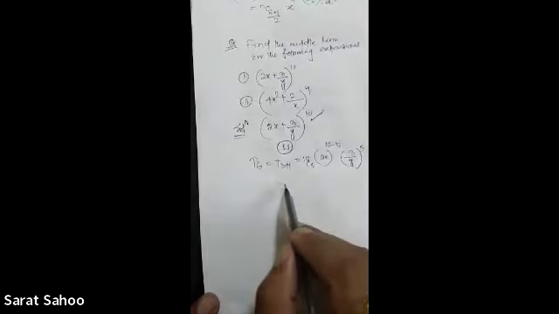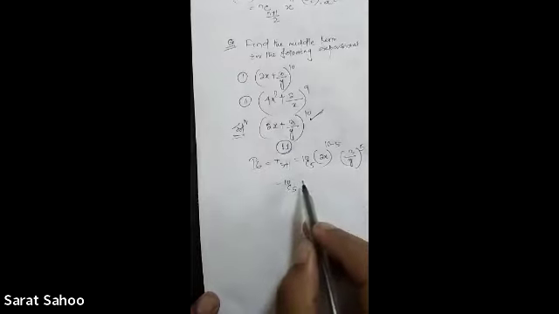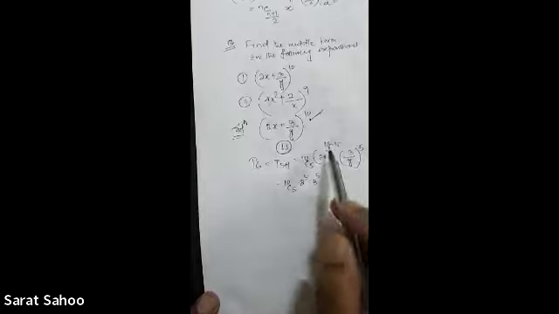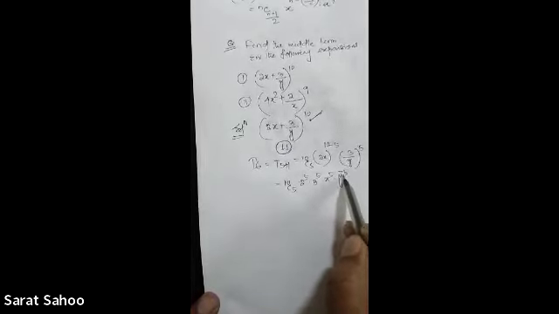This is equal to 10C5 times 2 to the power 5 into 3 to the power 5, x to the power 5 into y to the power 5. This is the middle term. Okay.